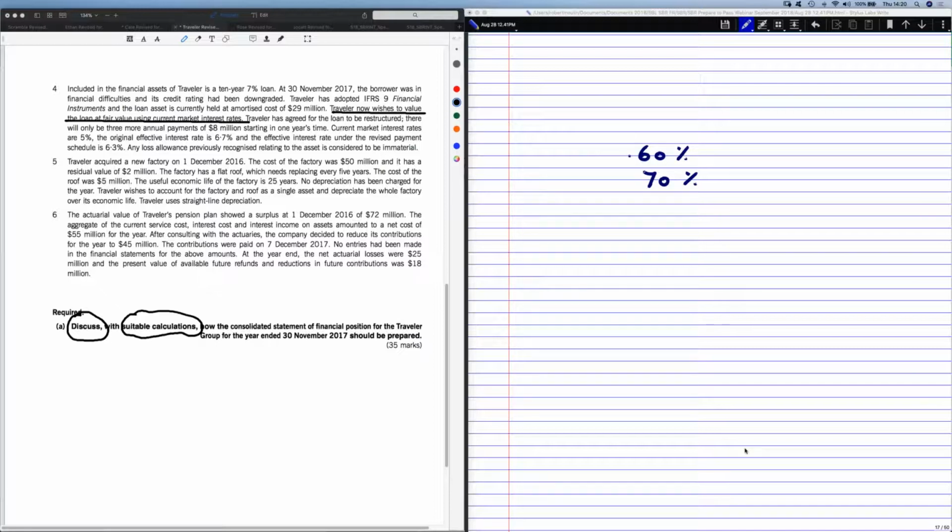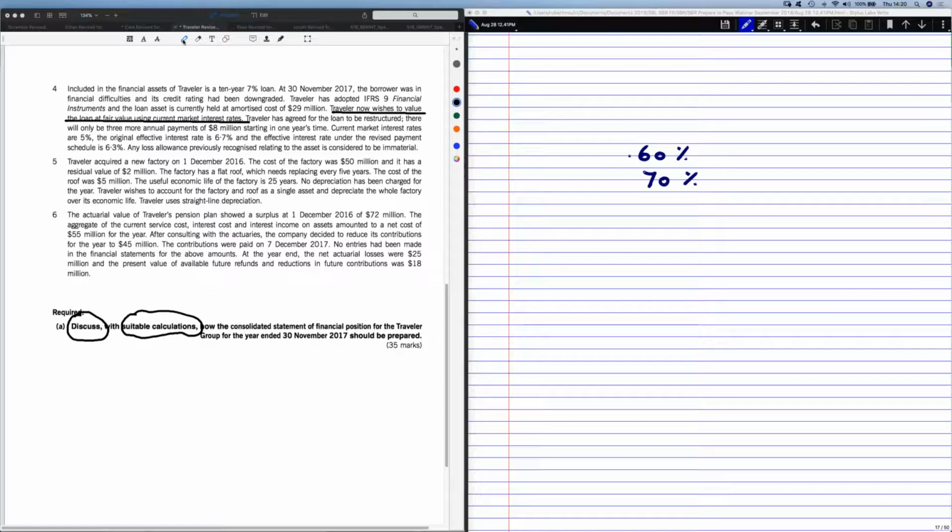Let's think about this. Why would you want to change the classification from amortized cost to fair value? Could there be some sort of ethical issue going on here as well? If you're wanting to change the classification when you basically know it can't change. Yes. And I'm looking at this and I'm thinking this.